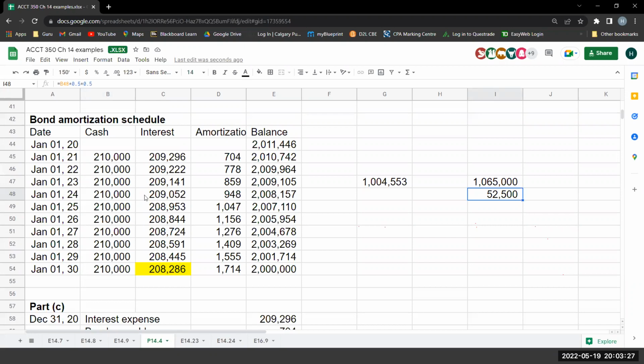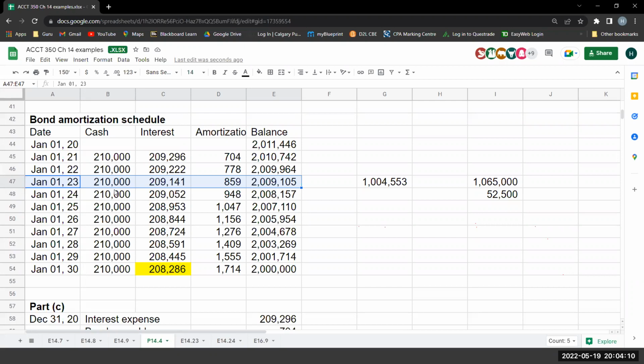Now, since half a year has passed from the last time that I recorded interest expense, see, the last time I recorded interest expense was December 31st, 2022 to be exact. But since December 31st, 2022, half a year has passed, up to July 1st, 2023, there's been 6 months, right? January, February, March, April, May, June. Now, I need to record interest expense on the bonds that I'm retiring.